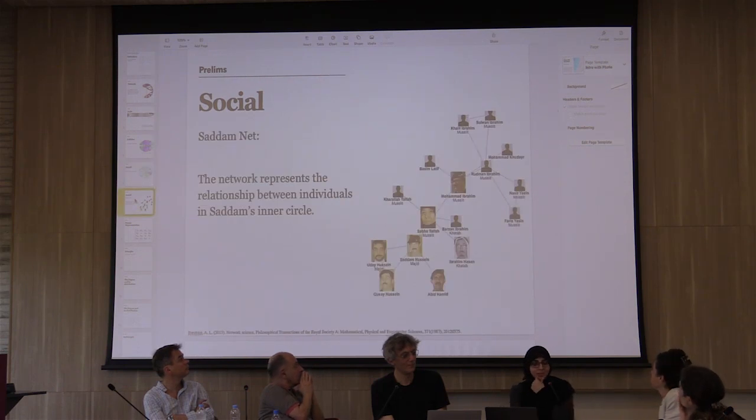Then there's the Saddam net. So that's pretty much the inner circle of Saddam Hussein's circle. And that's pretty much encapsulating who knows who, and who talks to whom, which ties very nicely to the ecology of ideas in a sense. And that's pretty much a field on its own in this complex networks approach.